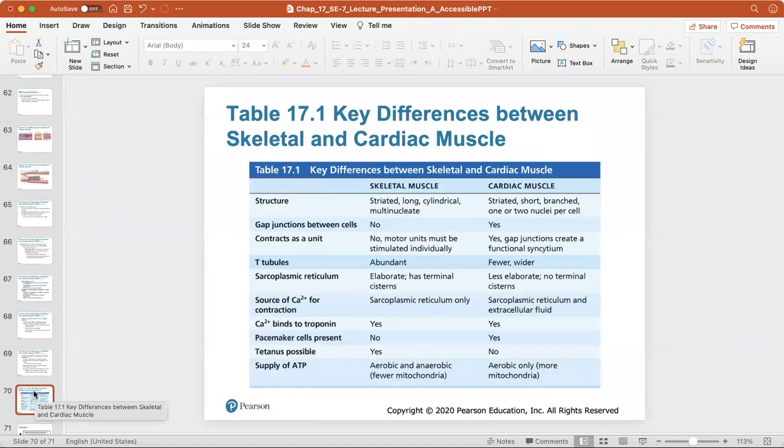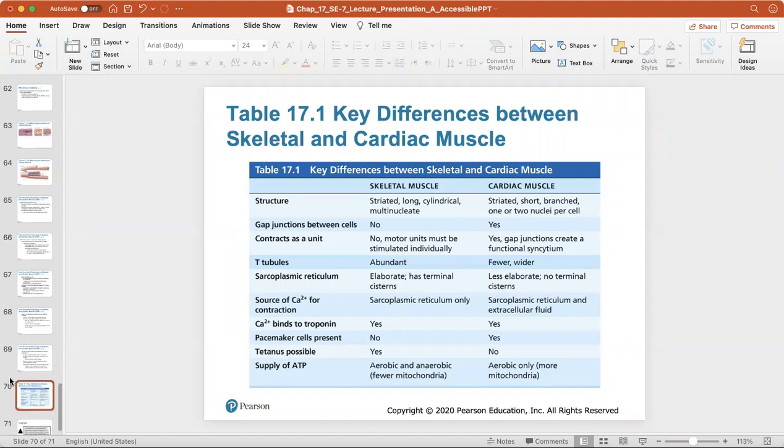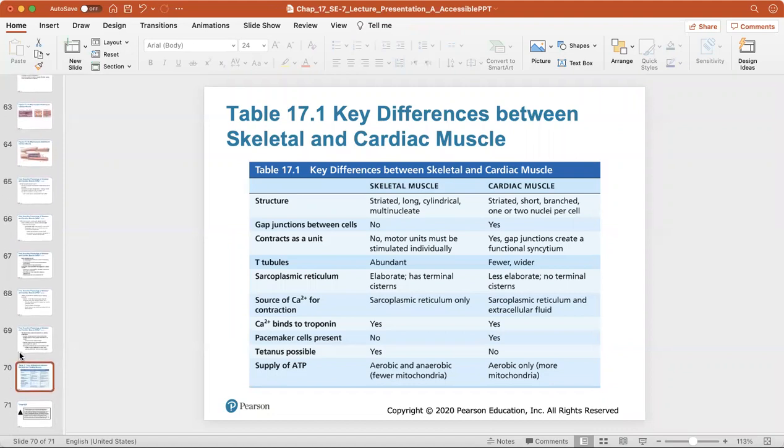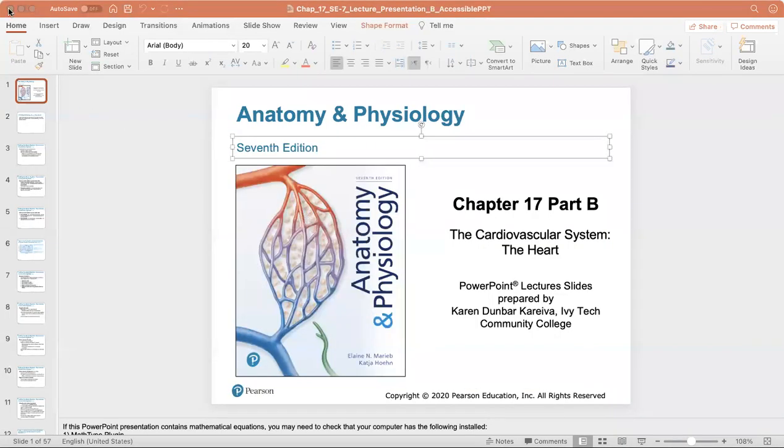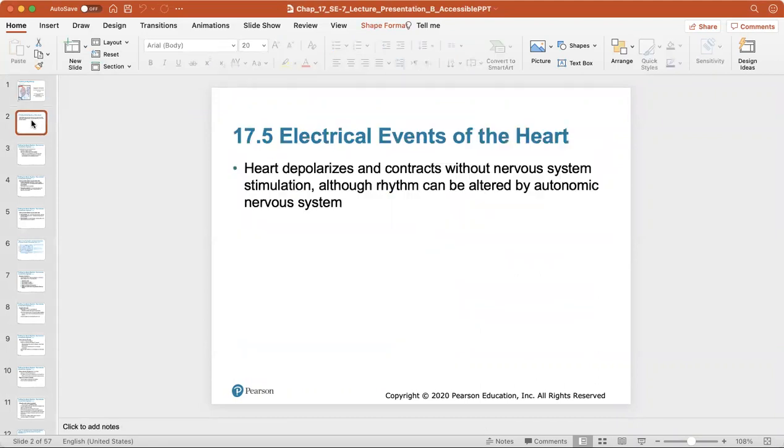And here is a good review chart for the differences and similarities between skeletal and cardiac muscle. So that will go to part B of this lecture. Part B of chapter 17 takes a look at some of the electrical events of the heart.